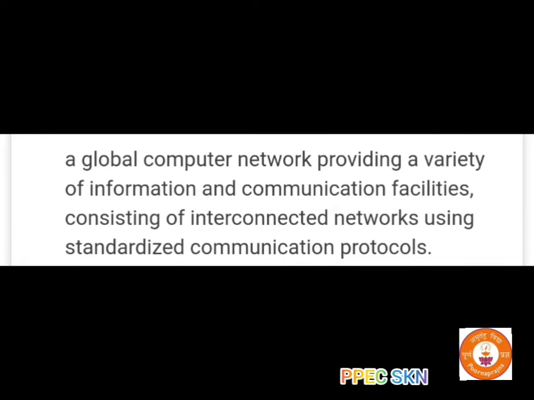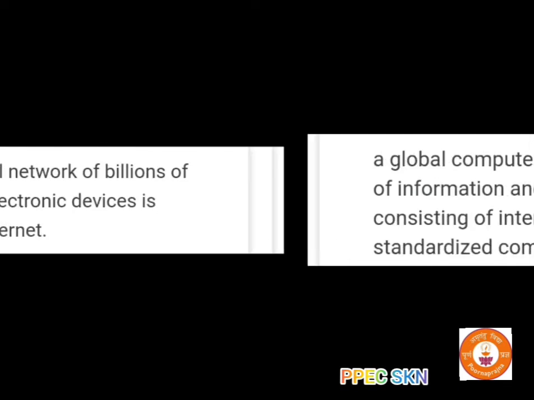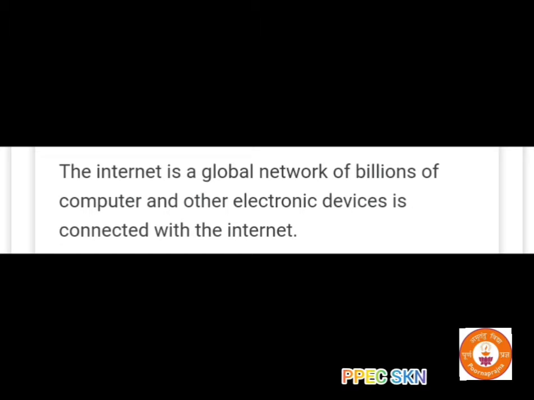So now we are going to learn some definitions. First, the internet: a global computer network providing a variety of information and communication facilities, consisting of interconnected networks using standardized communication protocols. Protocols means some rules and regulations. In the internet all the activities work based on some protocols. And one simple definition for the internet: the internet is a global network of billions of computers and other electronic devices connected with the internet.